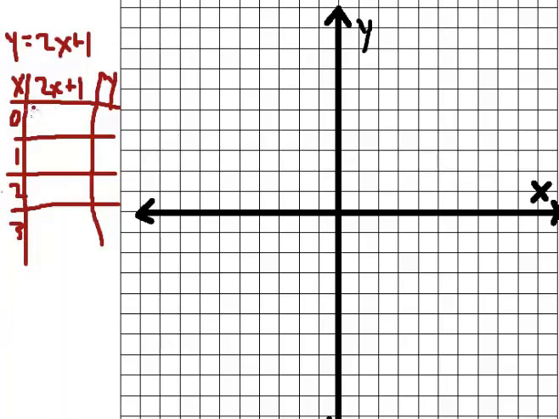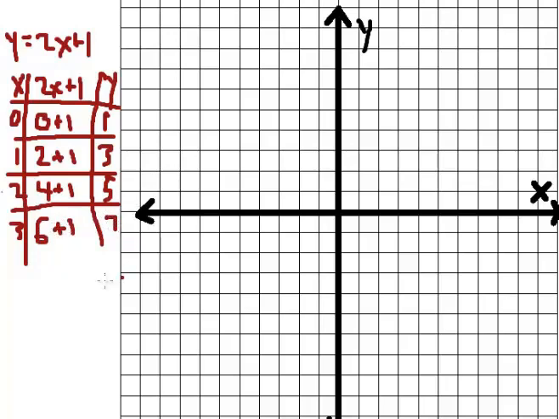And then you can just substitute whatever x is over here to figure out what y is. It's 2 times x, which is 2 times 0, plus 1. So y, of course, is 1. Now over here, it's 2 times 1, which is 2, plus 1. So y is 3. Over here, it's 2 times 2, which is 4, plus 1. So y is 5. And then you've got 2 times 3, which is 6, plus 1, and y is 7.